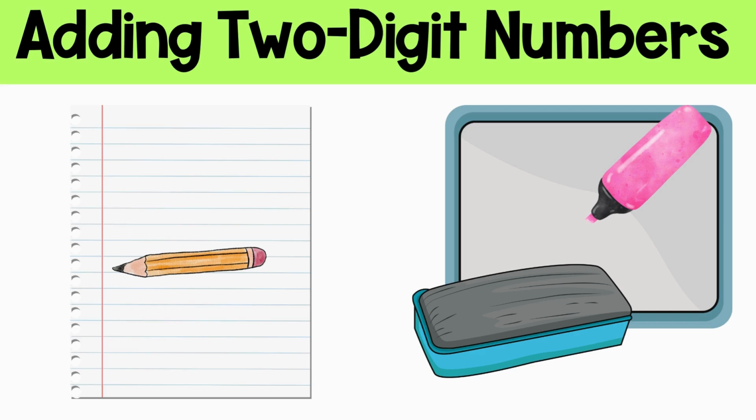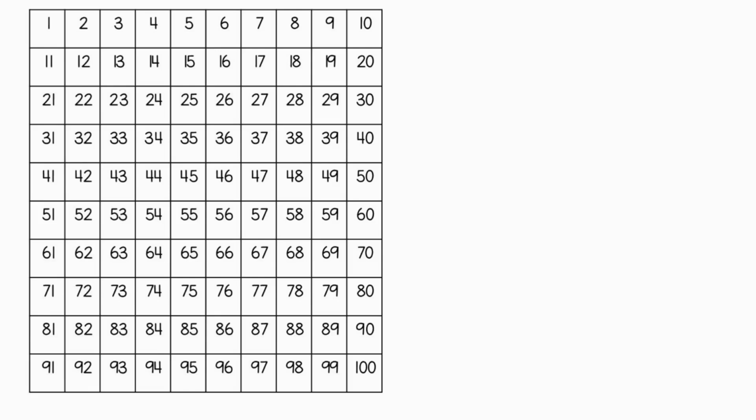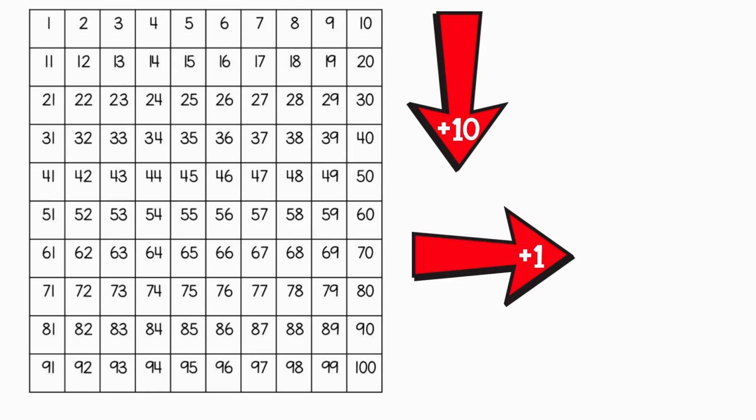But first, let's review how to add using a hundreds chart. When we add on a hundreds chart, if we go down, we're adding 10. If we go across to the right, we're adding 1. For example, if I am at the number 34 and I add 30, that's the same as adding 3 tens. So I would go down 3 rows and end at 64. And if I'm at 64 and want to add 4, I would go across to the right to add 4 ones, and I'd end at 68.